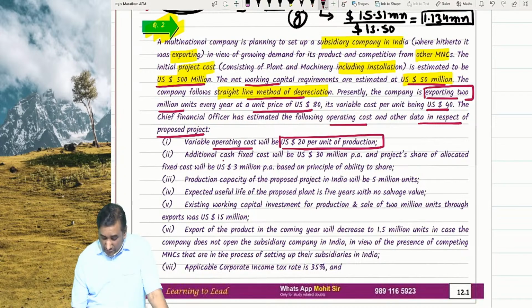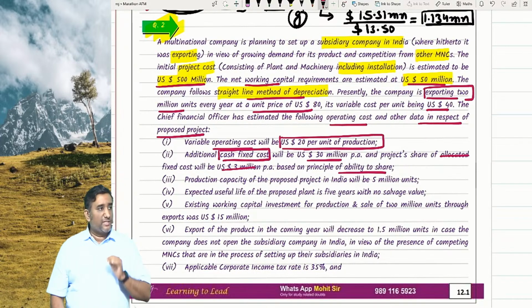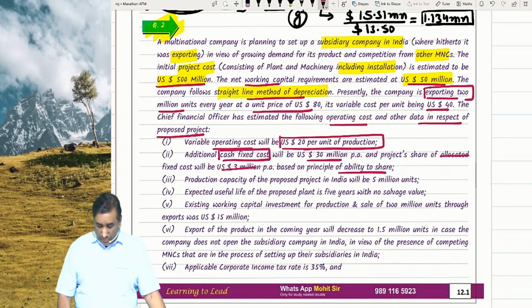Additional cash fixed cost, highlight cash fixed cost, that means depreciation is not there, will be $30 million per annum. Project's share of allocated fixed cost. Allocated costs are irrelevant costs based on the principle of ability to share. It is as good as, for example, you have the capacity to share someone else's expenses. That does not mean that your decision making would change according to it. So basically allocated fixed cost is based on the principle of ability to share. It will have no meaning here.